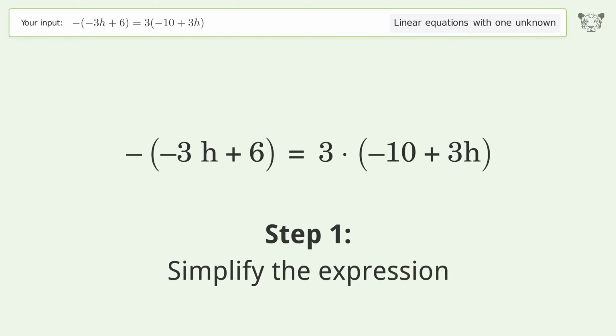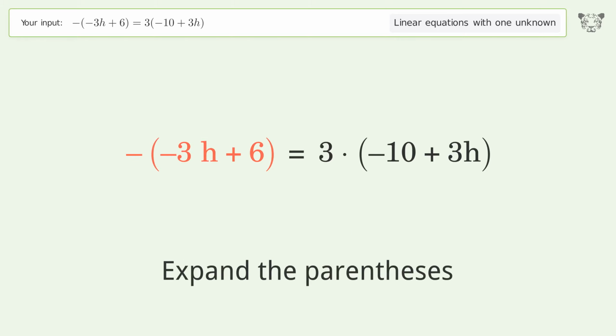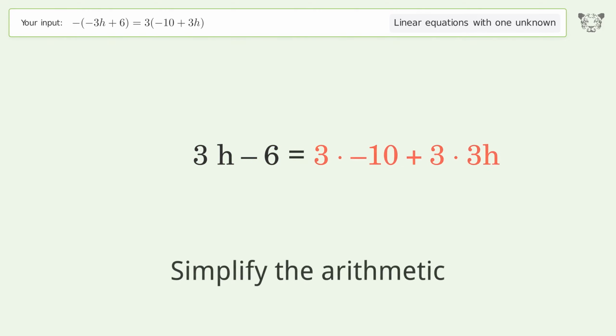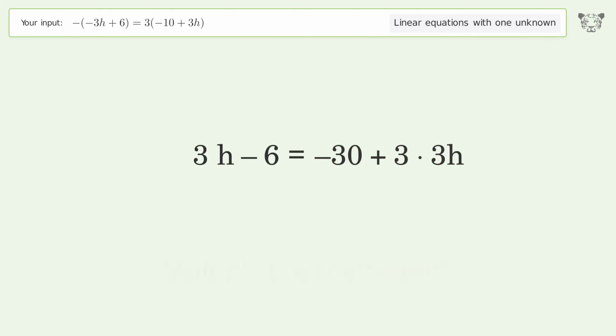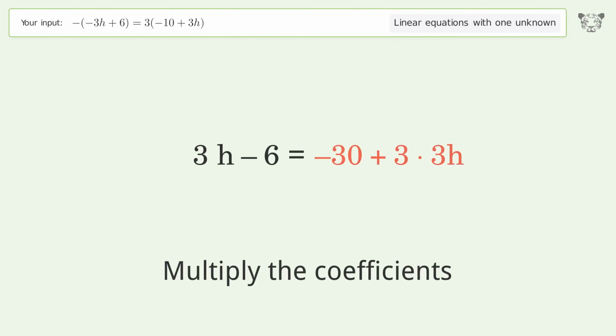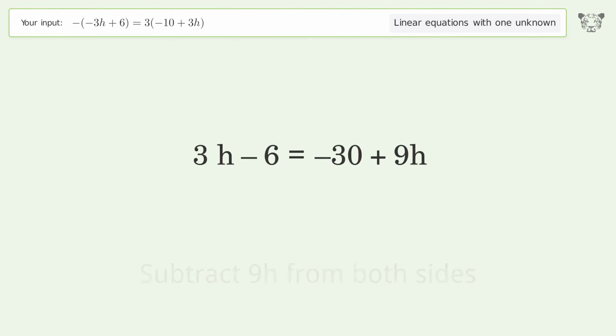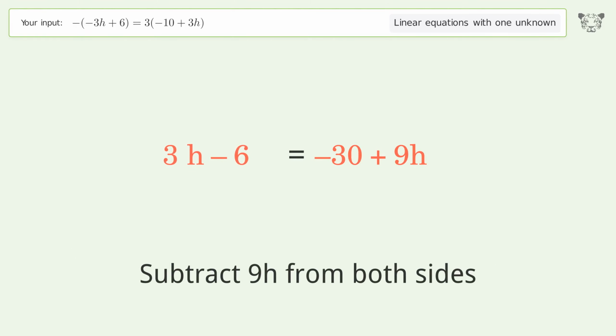Simplify the expression. Expand the parentheses. Simplify the arithmetic. Multiply the coefficients. Group all h terms on the left side of the equation. Subtract 9h from both sides.